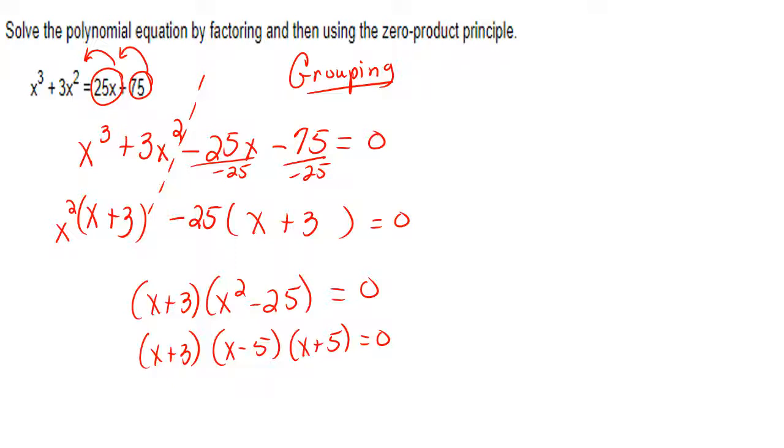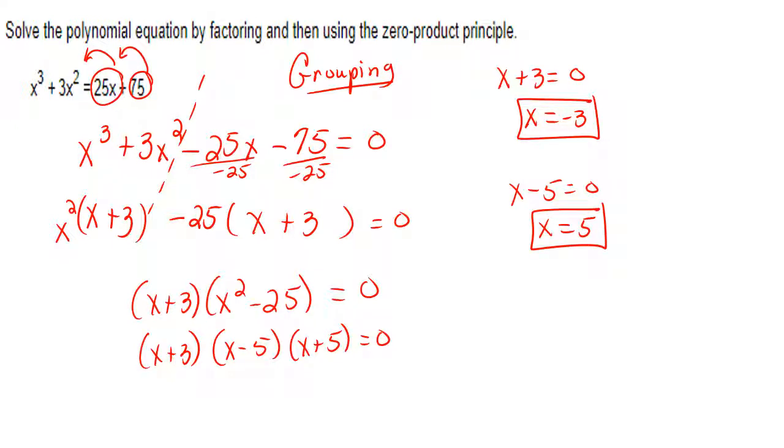Now I have three factors, and each one is set equal to 0. If x plus 3 is 0, I subtract, and x equals negative 3. One solution. If x minus 5 equals 0, I add 5, x equals 5. The second solution. And if I have x plus 5 equals 0, I just subtract the 5 on both sides, and that would give me negative 5. Those are my three solutions. And yes, they will all check.